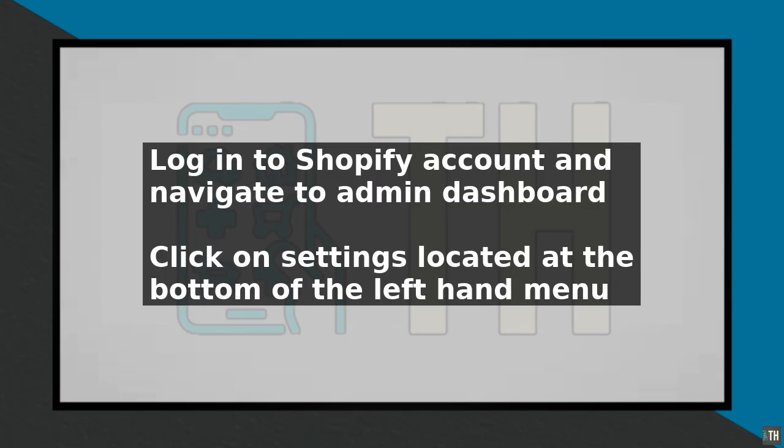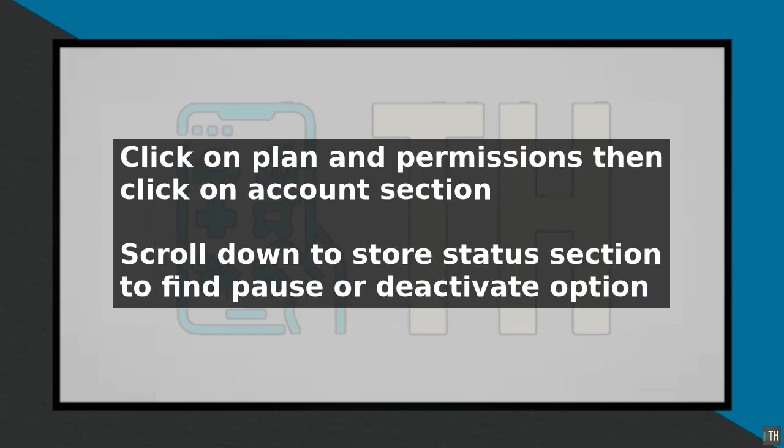First, log into your Shopify account and navigate to the admin dashboard. From the admin dashboard, click on Settings, which is located at the bottom of the left-hand menu. In the Settings section, click on Plan and Permissions.